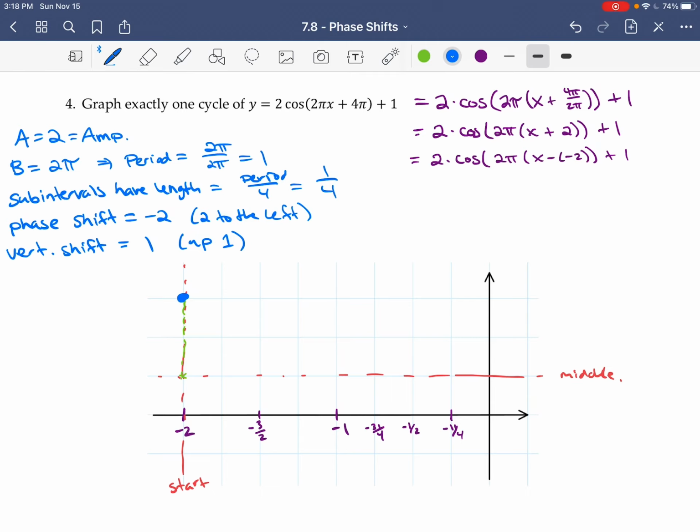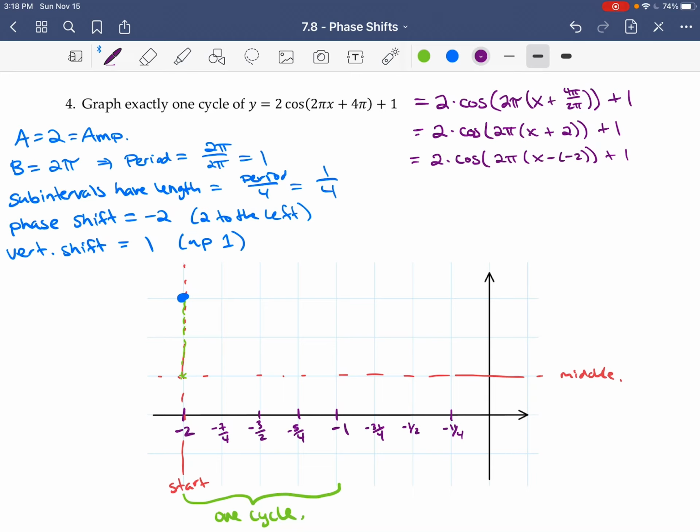Okay, and then I split into 4 steps. So my period is length 1, which means that from here to here is 1 cycle, because my period length is 1. Notice that it has 4 bits. So this is -5/4. This is -7/4. So it has these 4 bits.